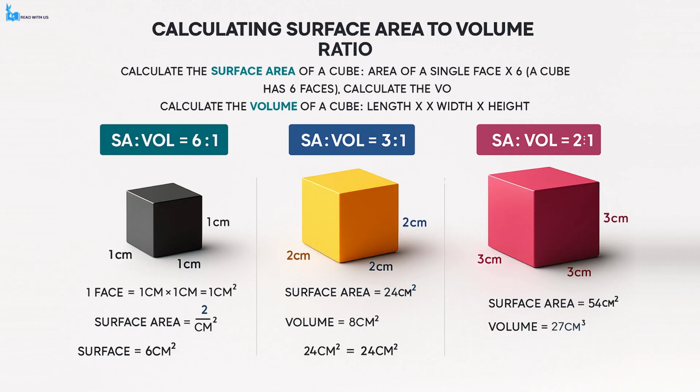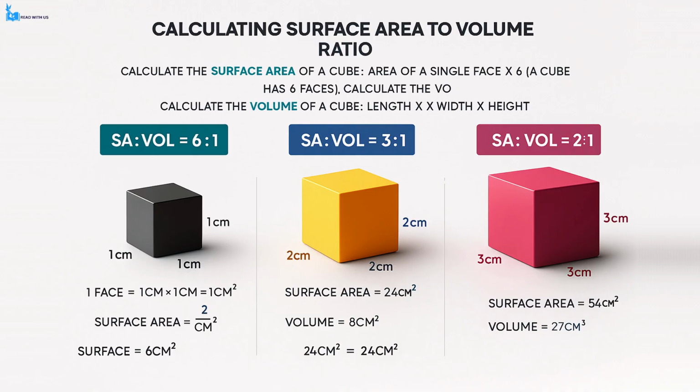Calculating the surface area of a cube involves finding the area of one face and multiplying it by 6 since a cube has 6 faces, and calculating the volume involves multiplying the length, width, and height. For a small cube measuring 1 centimeter on each side, the surface area is 6 square centimeters and the volume is 1 cubic centimeter, giving a ratio of 6:1.